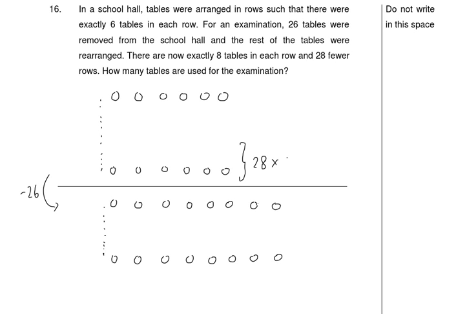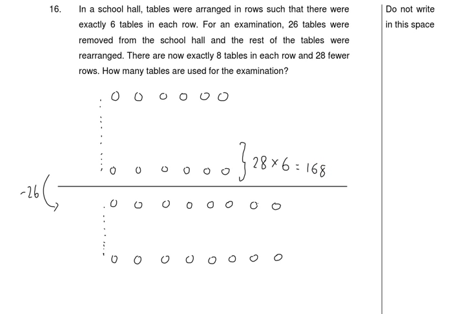of 6 chairs, right? Correct? There are some changes to these 28 rows of 6 chairs, yes or no? Correct? So, how many chairs are there in these 28 rows of 6 chairs? 168. Correct. So, what happened to these 168 chairs?